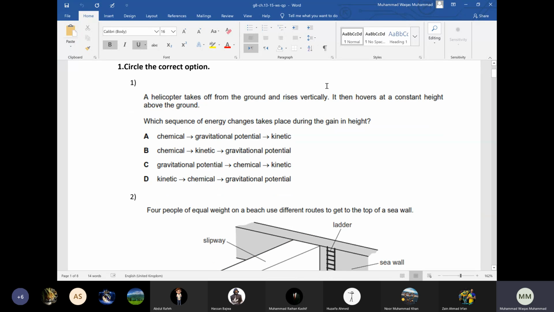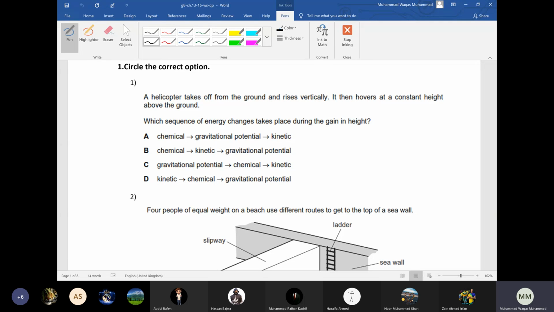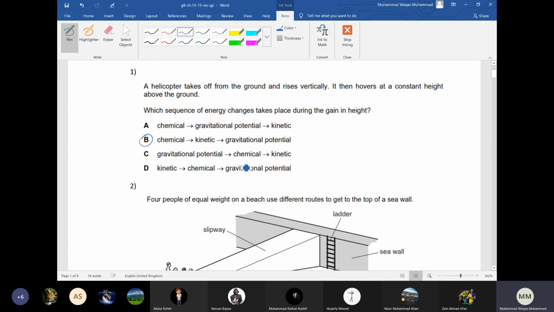Now, the question says, a helicopter takes off from the ground and rises vertically. It then hovers at a constant height above the ground. Which sequence of energy changes takes place during the gain in height? So it's option B, chemical energy to kinetic to gravitational.